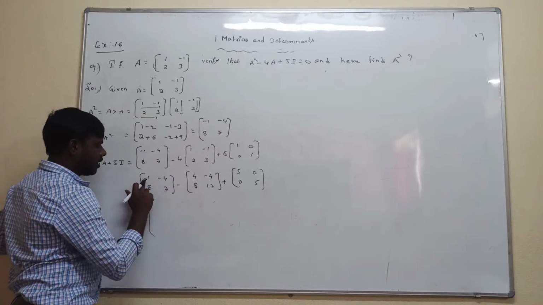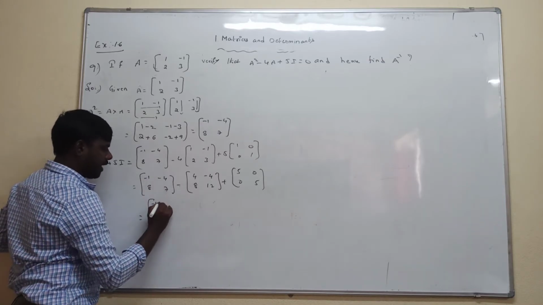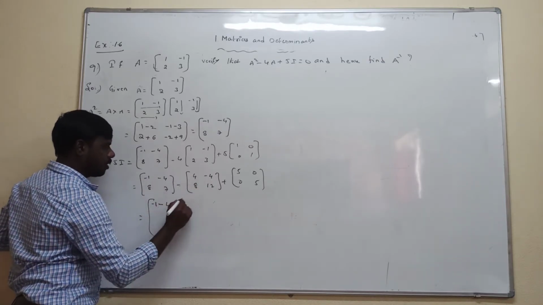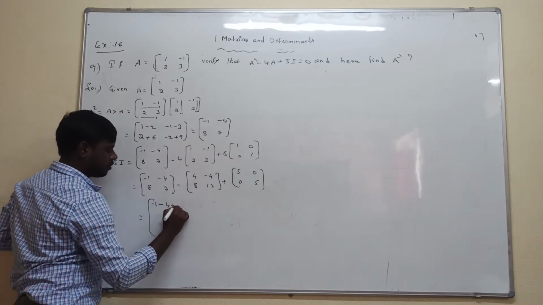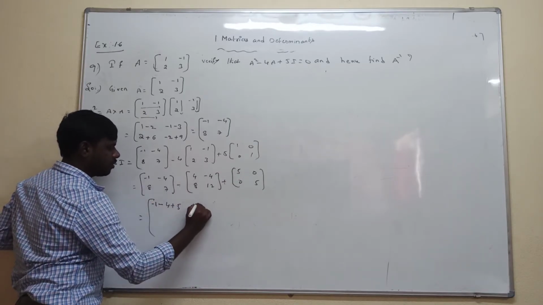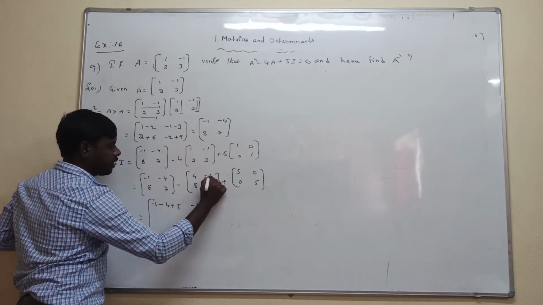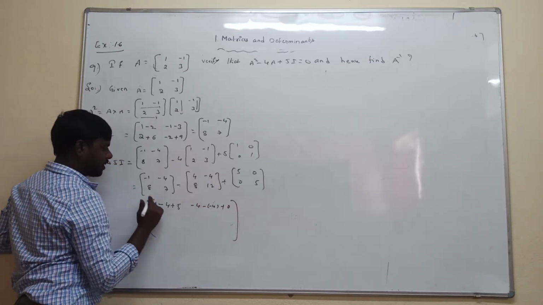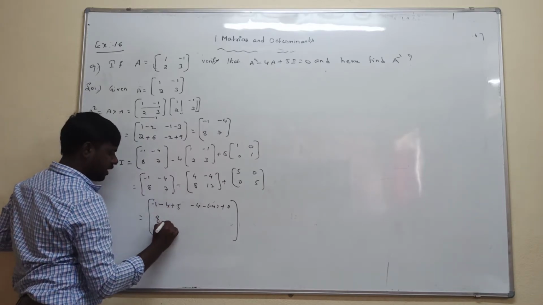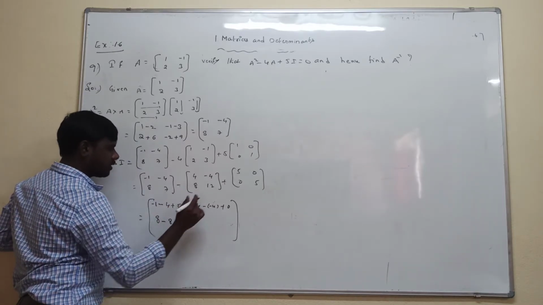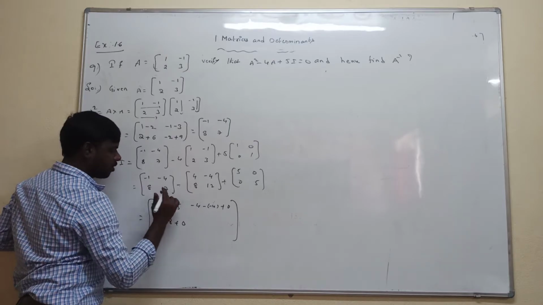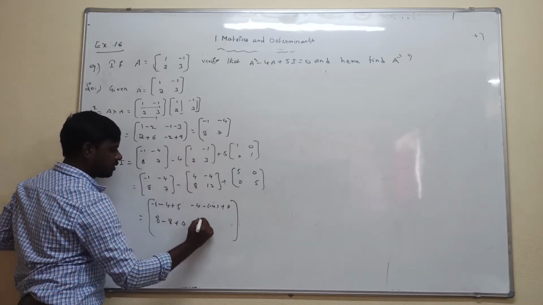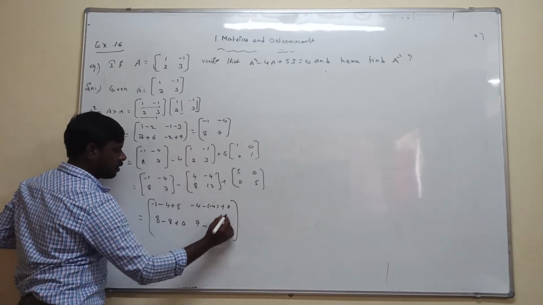Symbol is very important. The first element is minus 1 minus the first element 4 plus first element 2. Next, here minus 4 minus here minus 1 minus 4 plus 0. Second row first element is 8, symbol is negative, here element is 8 plus here first element is 0. Second row second element is 7, symbol is negative, here is 12, here is plus 5.